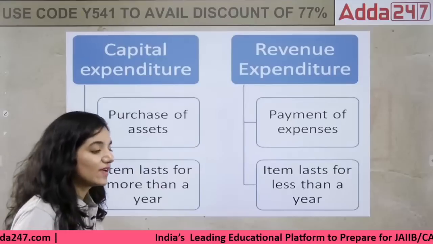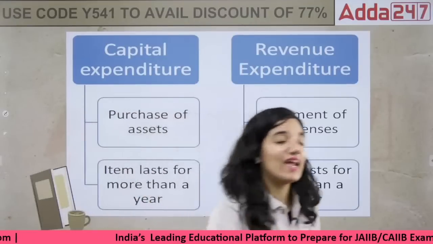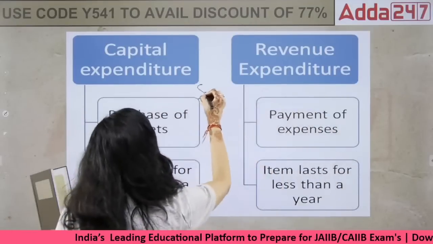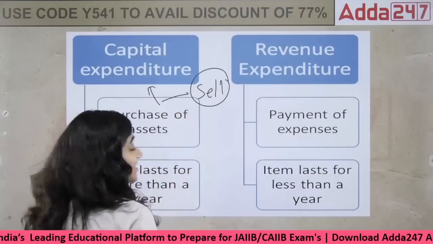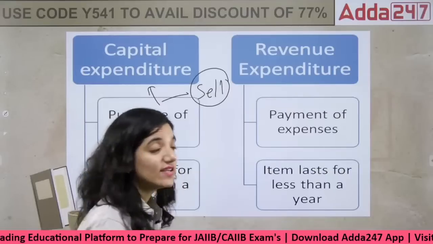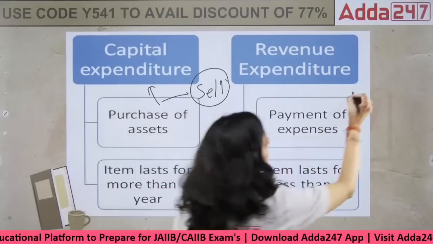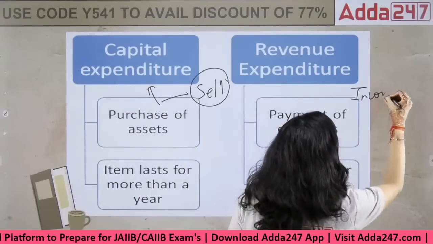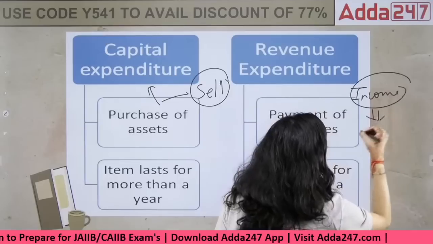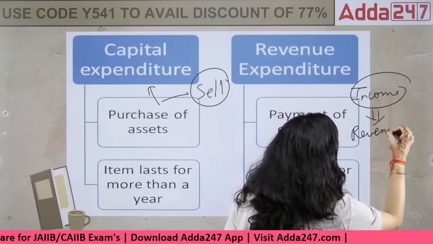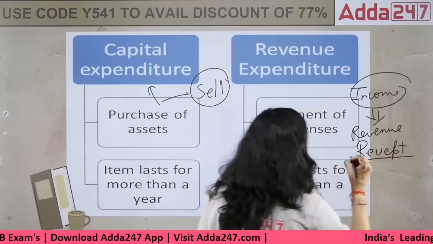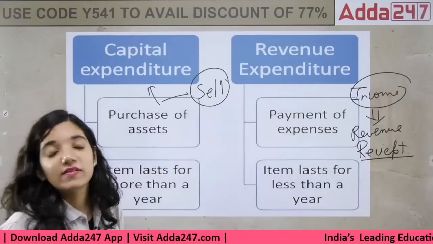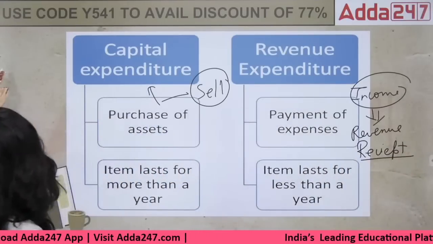And if they ask about capital receipt, if I sell an asset, then we have a capital expenditure, capital receipt. If I receive income because I am doing my regular work, it would be called a revenue receipt. That's the difference between the two. One is called revenue receipt, the other is called the capital receipt.